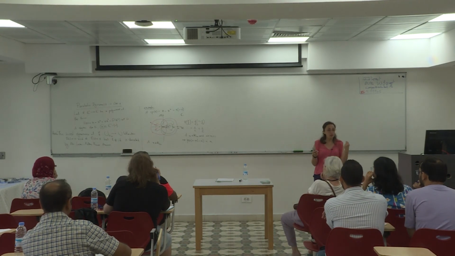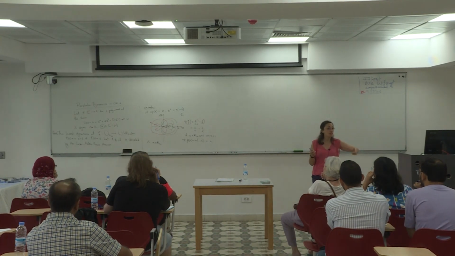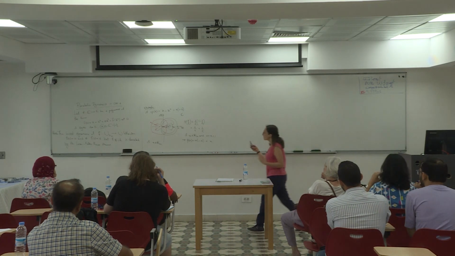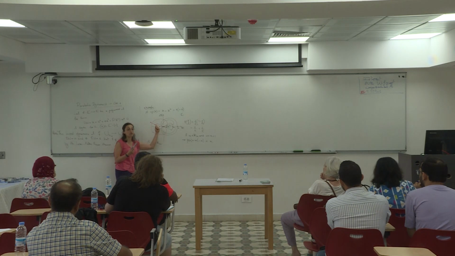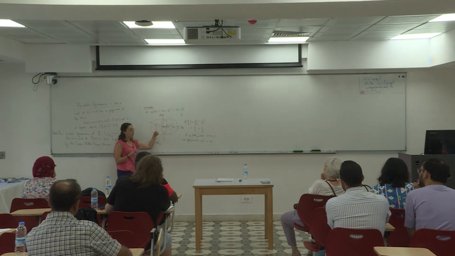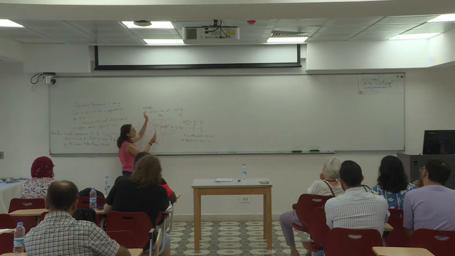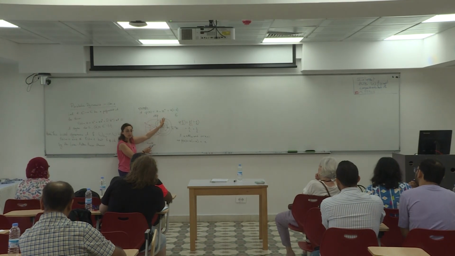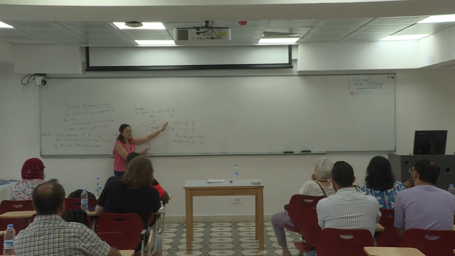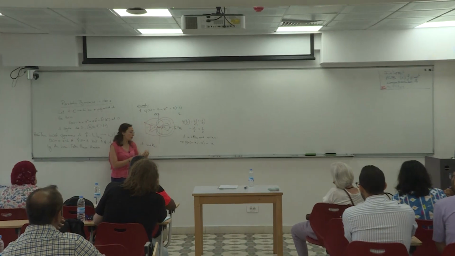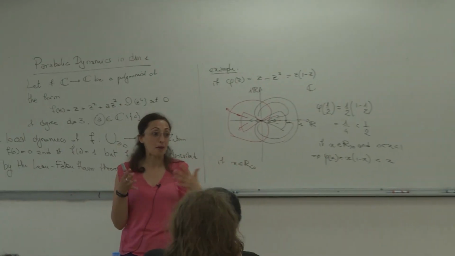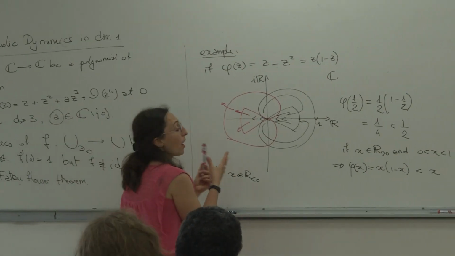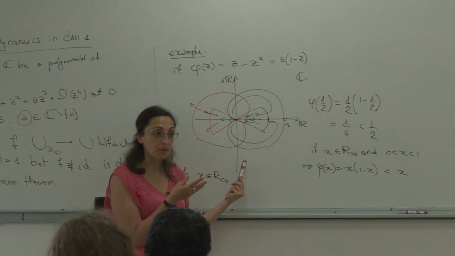And so it makes more sense to talk about the inverse of F. So this red petal is going to be attracting for the inverse of F. Okay? And so this is more or less what the Fatou theorem tells you. Okay? And this is not a proof. This is just a motivation, or some ideas in the proof. How does one prove this kind of theorem?